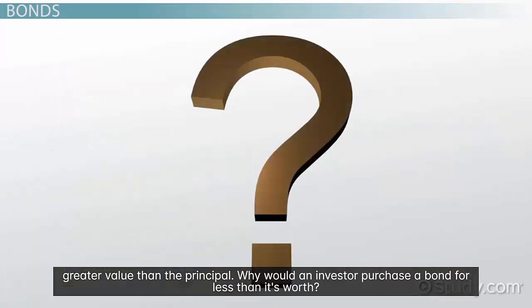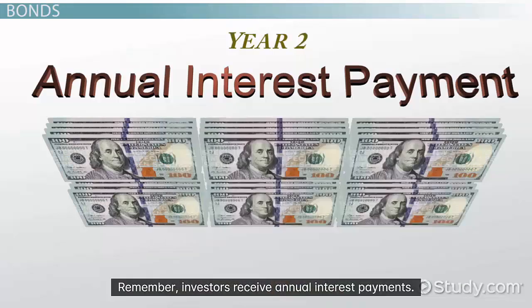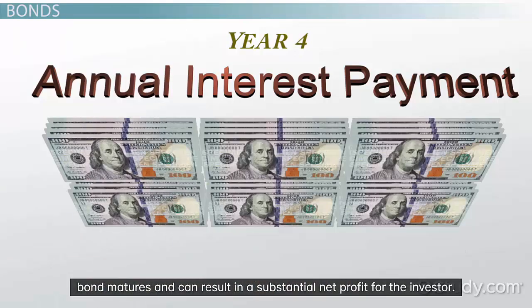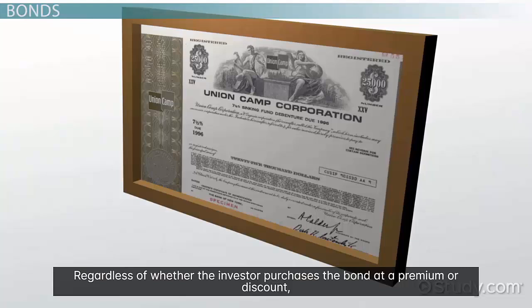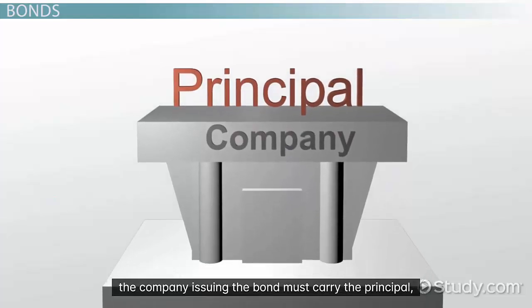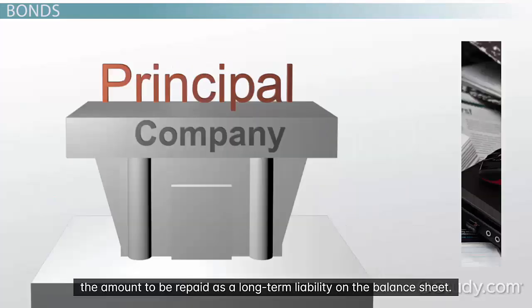Why would an investor purchase a bond for less than it's worth? Remember, investors receive annual interest payments. Sometimes these payments can total more than the loss of principal once the bond matures and can result in a substantial net profit for the investor. Regardless of whether the investor purchases the bond at a premium or discount, the company issuing the bond must carry the principal, the amount to be repaid, as a long-term liability on the balance sheet.